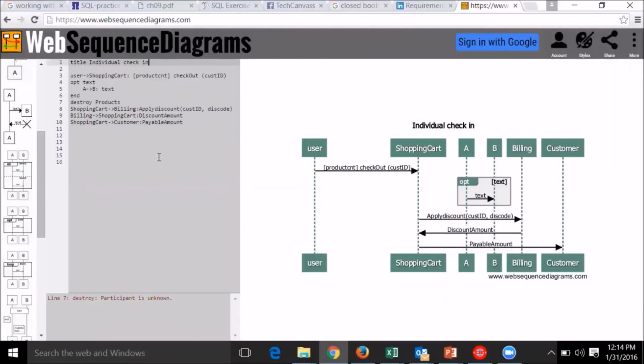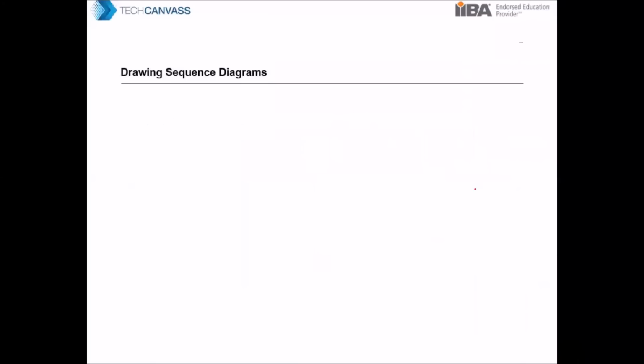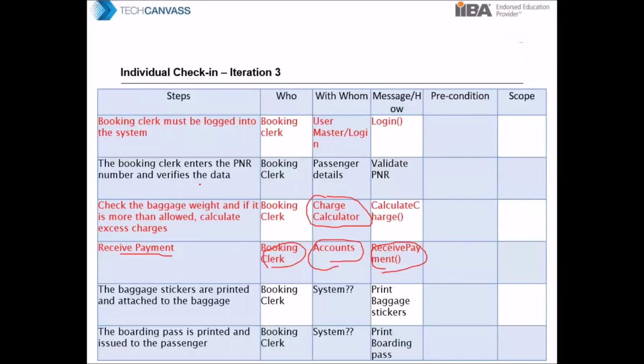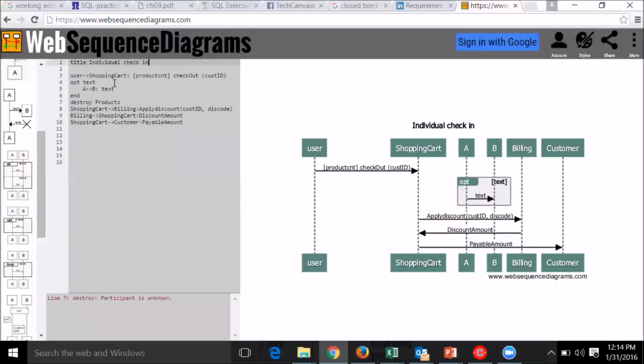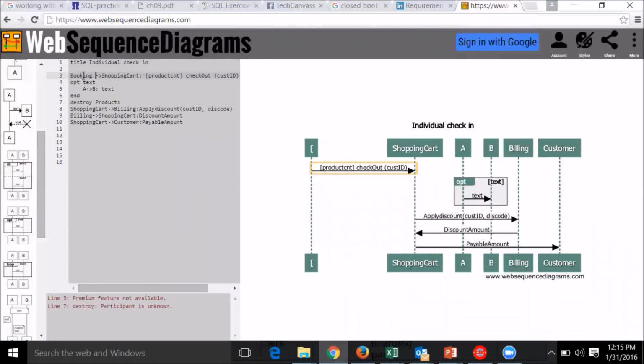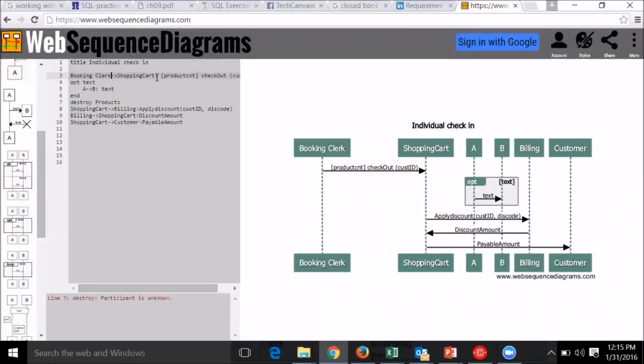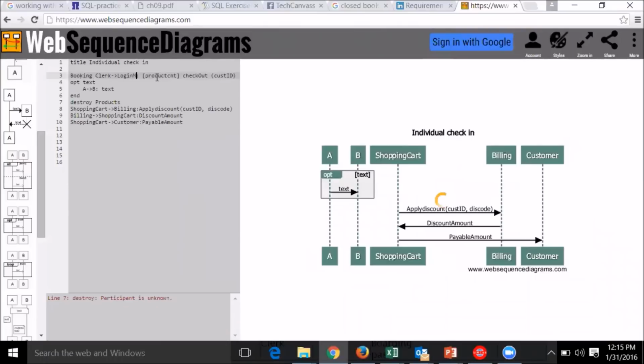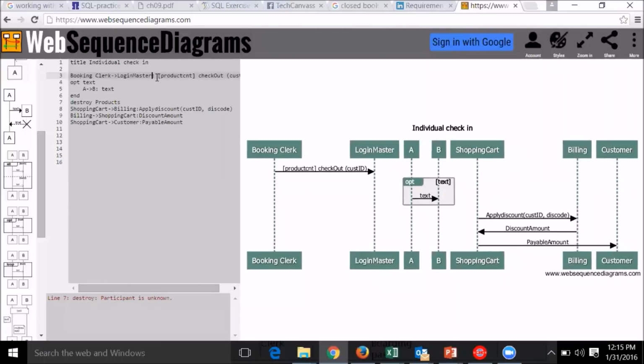Okay. So now let's look at our scenario and go back to our steps. First step is booking clerk must be logged into the system. So booking clerk interacts with user master or login master through a message called login. What can we do? We can say here booking clerk interacts with, let's say, login master. Right? You can see that this is booking clerk, this is login master. And what is the message?